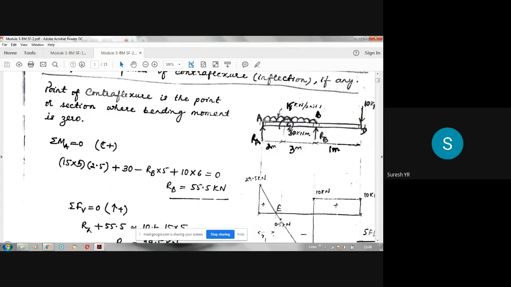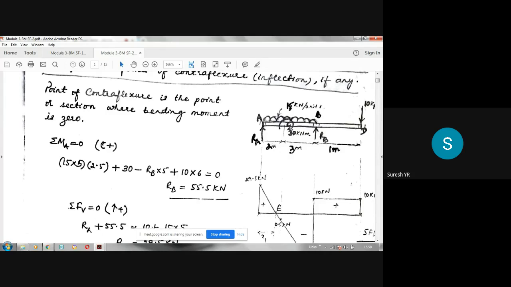Midpoint from here to here, because we are measuring the distance from C. So you have to take the midpoint of the UDL from A to C. So 15 into 2 into 1, so it becomes 30. This moment is not seen here, because I am just seeing just to the left of C. Since I am seeing the left side, the moment acting at C is not seen there.